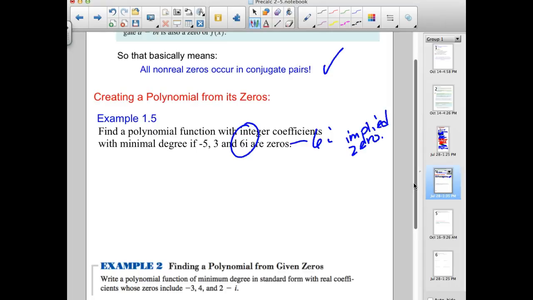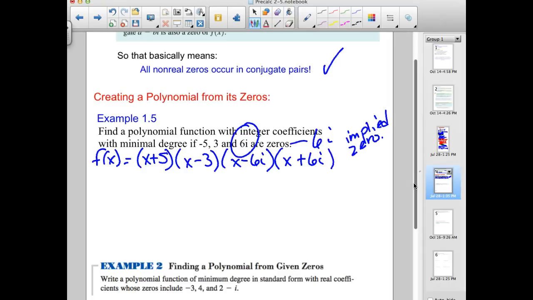All right, so our function, we'll start out with our factors. If negative 5 is a 0, then the factor x plus 5 is one of our factors. If 3 is a 0, it came from the factor x minus 3. And then if 6i is a 0, it came from x minus 6i. And remember the implied one, the negative 6i, would give us a factor of x plus 6i. Again, those non-real ones will always occur in conjugate pairs.